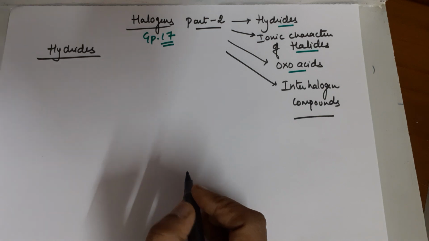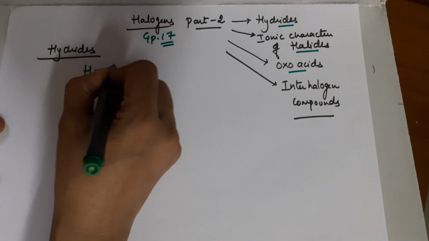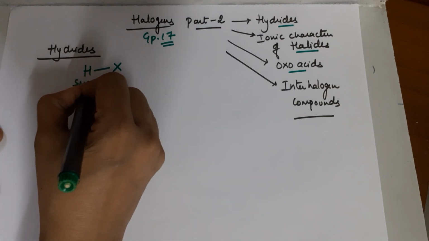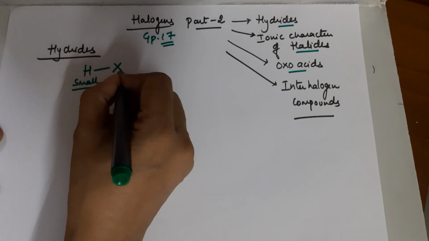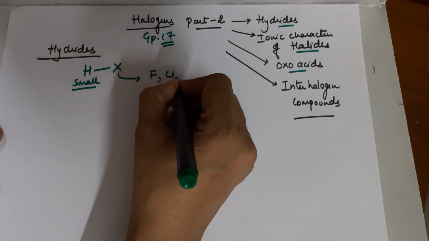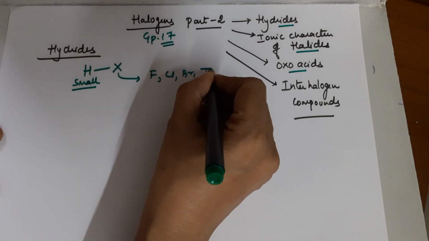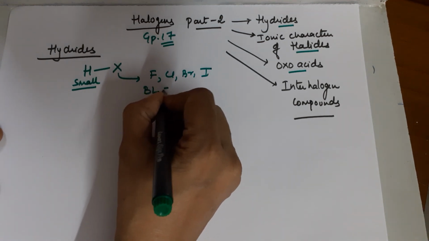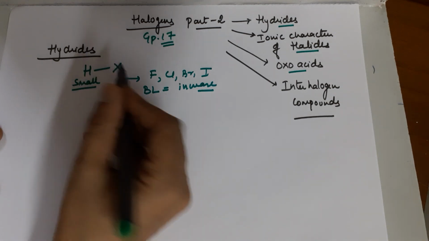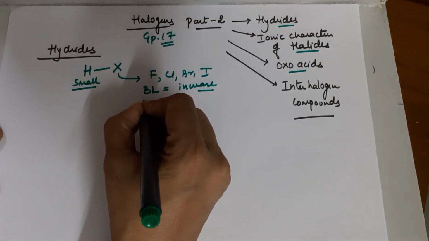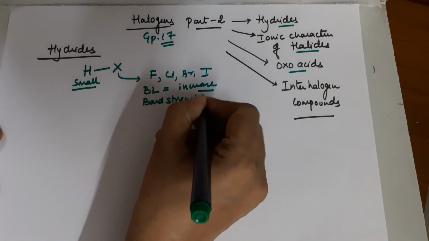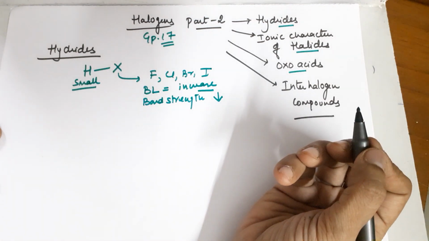Now, when we talk about hydrides, our interest is in this bond, and you very well know this is a small sized atom while this is comparatively larger. So, as your halogen goes from fluorine to chlorine to bromine to iodine, the bond length will increase because of the difference in the sizes. If the bond length increases, then the bond strength will decrease. That is point number 1.